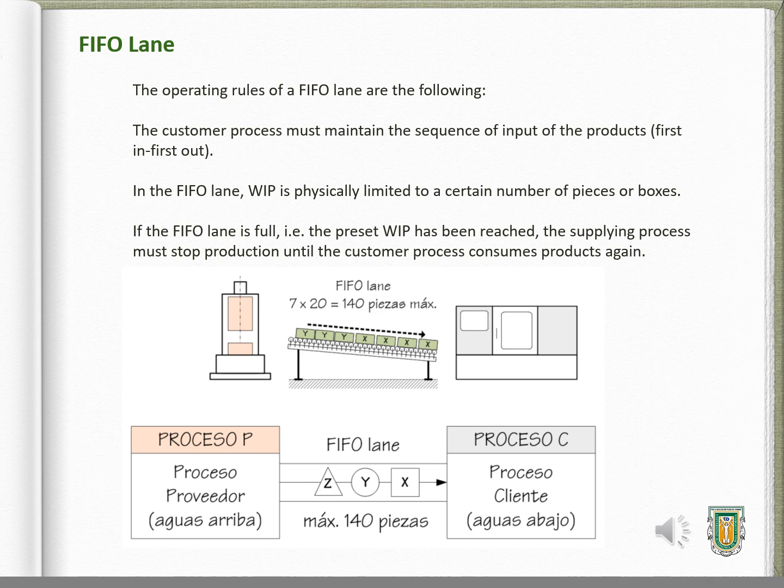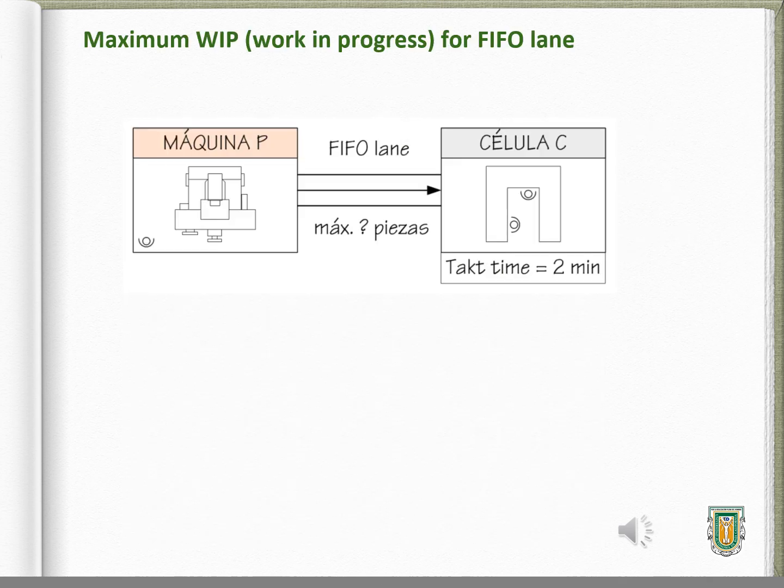If the FIFO lane is full, i.e., the preset WIP has been reached, the supplying process must stop production until the customer process consumes products again. Let's review the following example. The supplier process, P, must provide items to the customer process, cell C. The current talk time is 2 minutes.